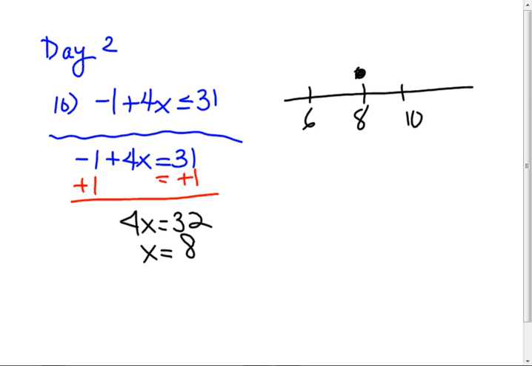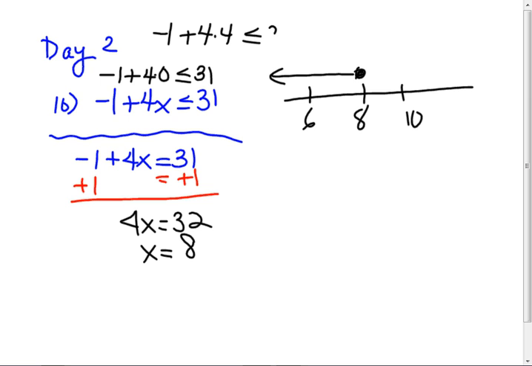What number do you want to try? 4. Mariah says 4. What number do you want to try, Jake? 0. Okay, guys, Jake picks 0 because it's easier. It's -1 plus 4 times 0. Is that smaller than 31? Yeah. So which side gets shaded? The side with the 0, which is also the side with the 4. You can do 4. Is that smaller than 31?